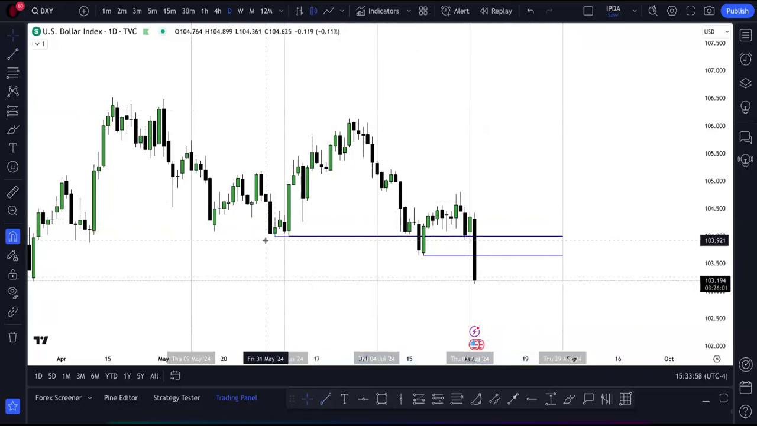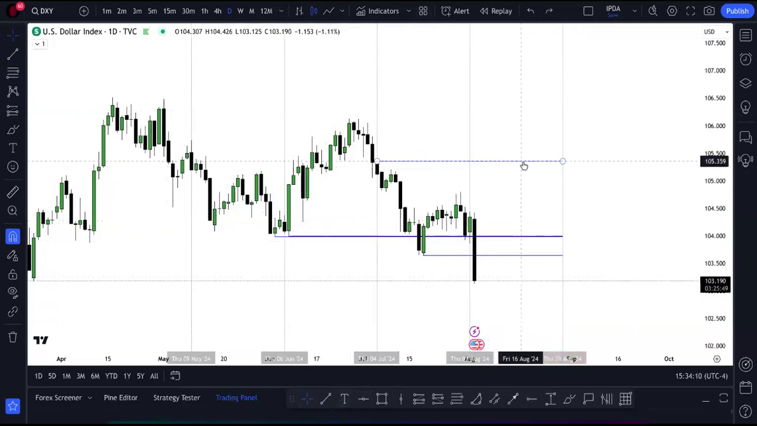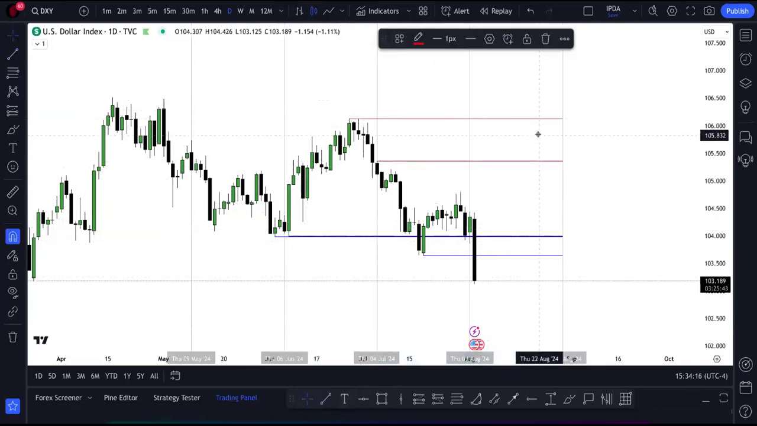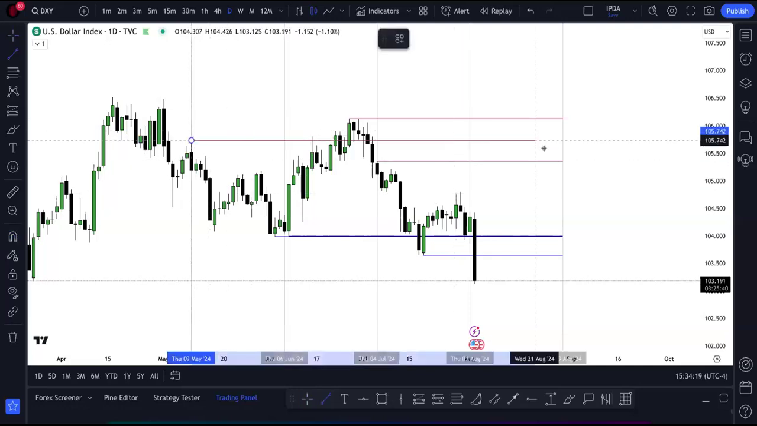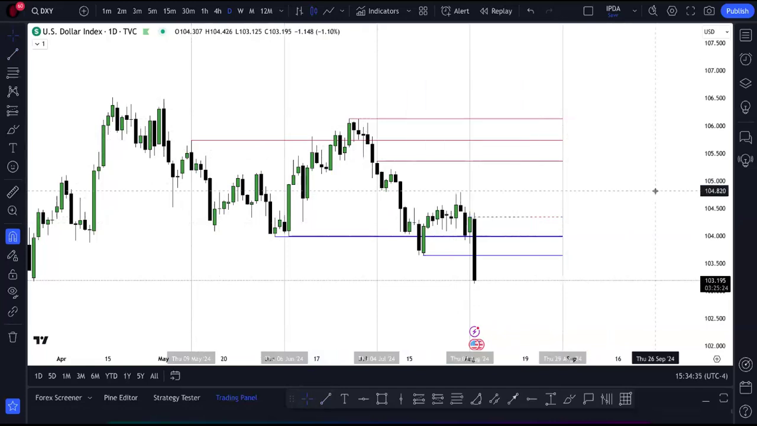60-day low, pretty much even with the 40-day low. Put a 20-day high here, and a 20-day high here. 60, 20-day, 40-day, 60. 20-day forward. Opening price. And we're set. That's how I like to mark up my charts every single month. Just like that.